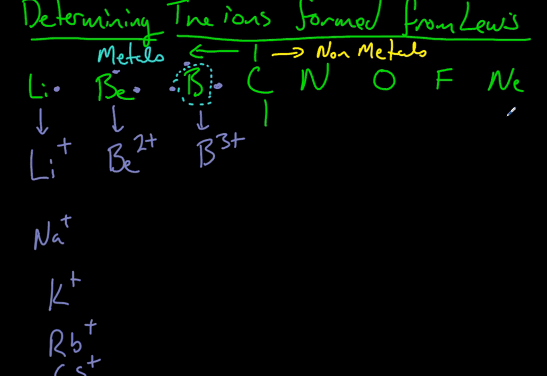Okay, now let's go to the other end of the periodic table and work our way backwards, because something different happens over here. All right? So metals give up electrons, they always form positive ions. These guys, though, they do something different. So let's start with neon first. It's kind of its own thing.